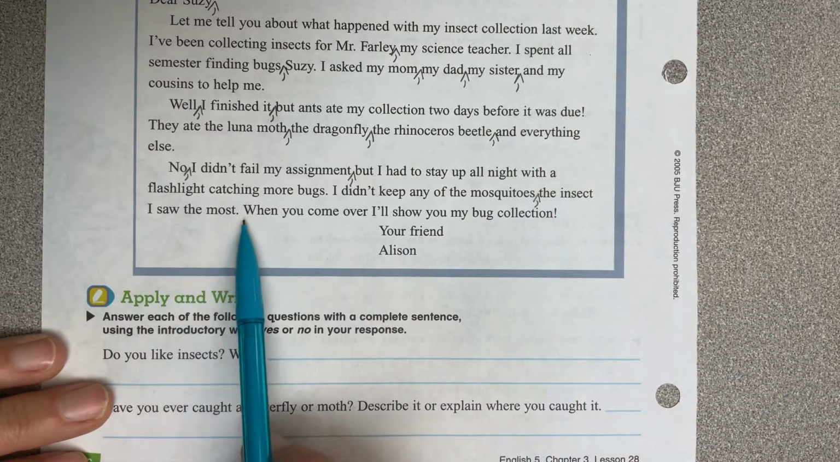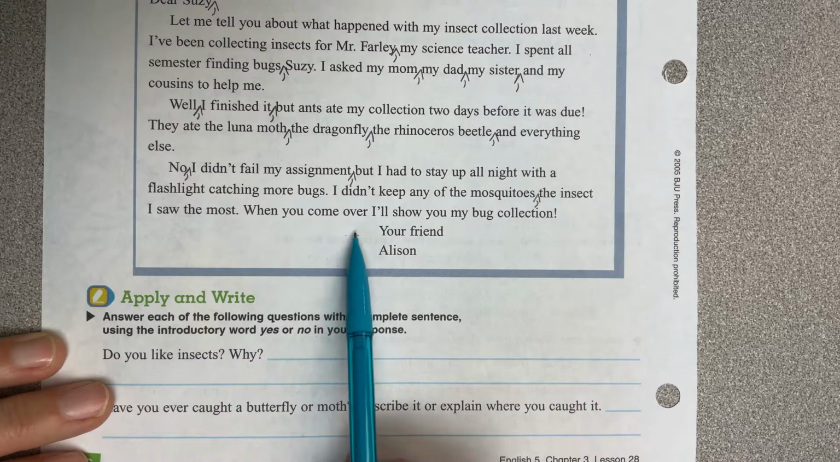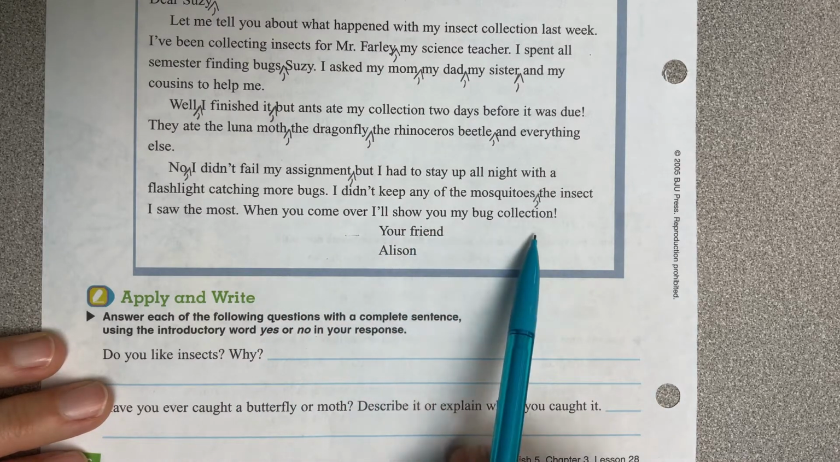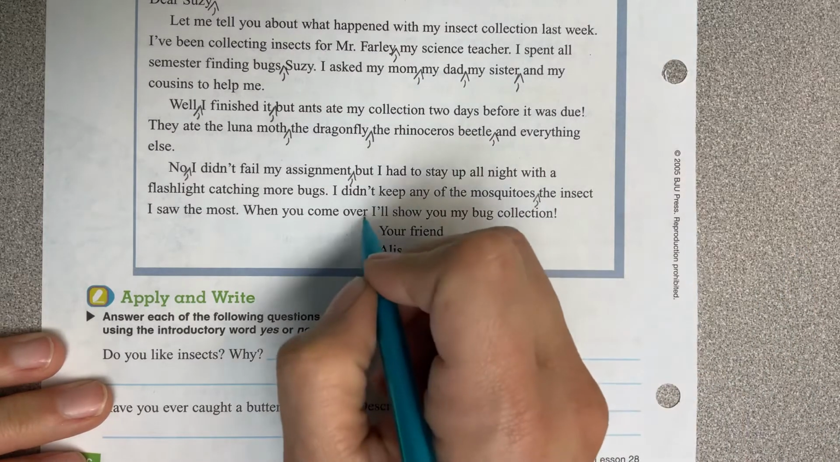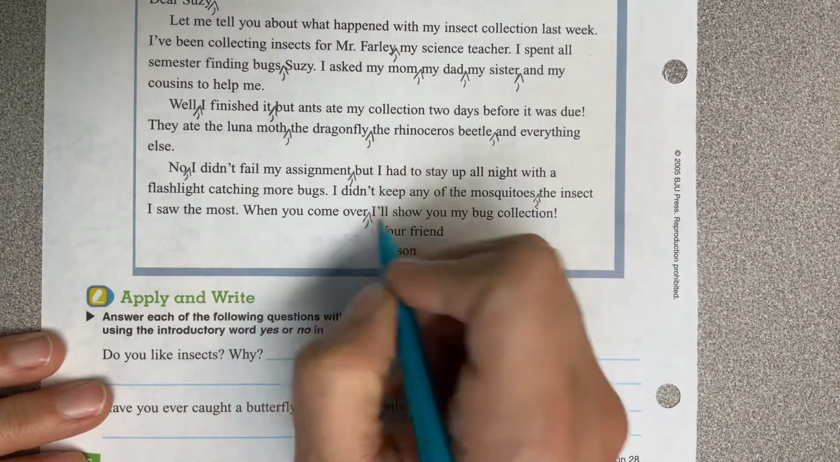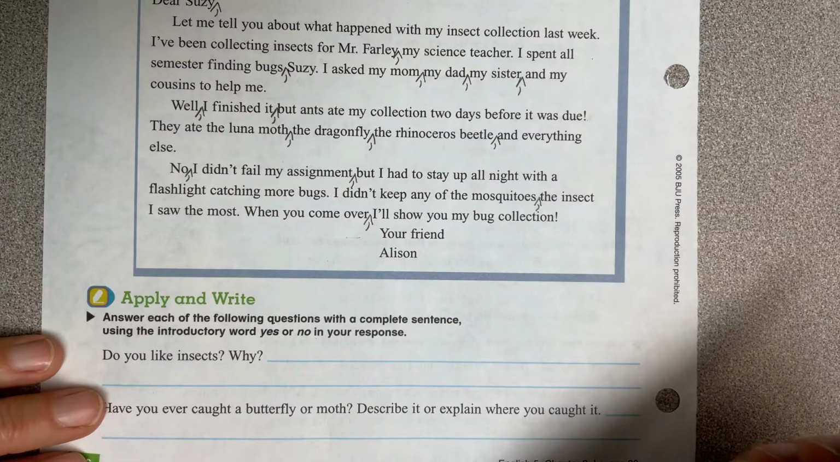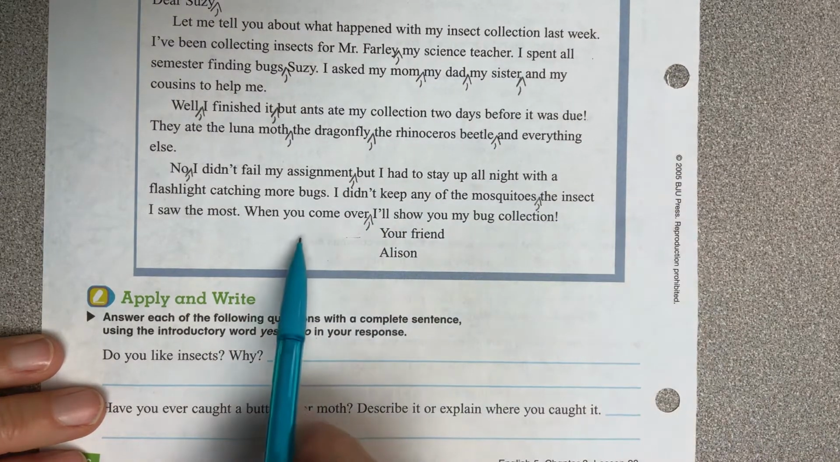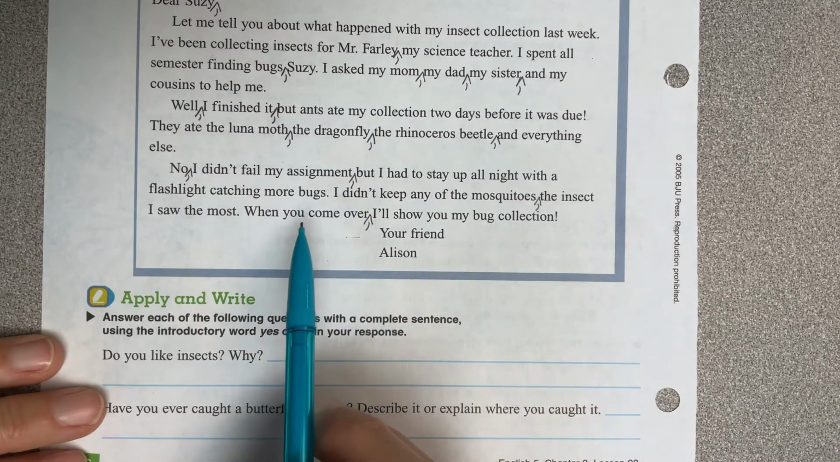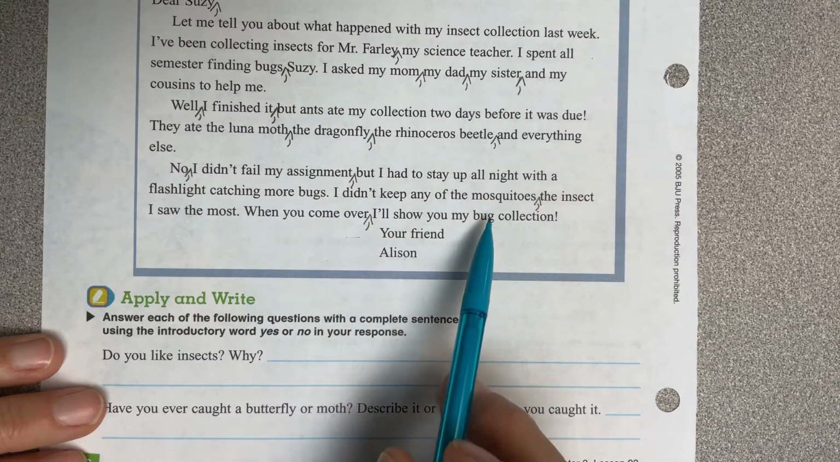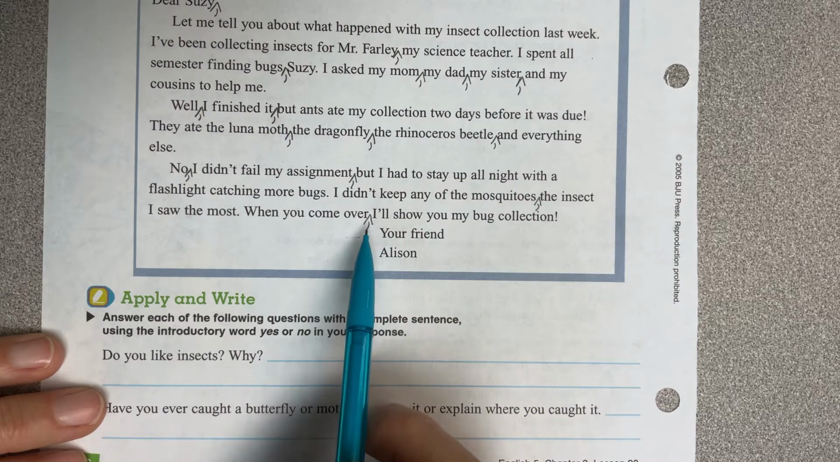Then the last sentence says, "When you come over, I'll show you my bug collection." So that was a little trickier. We're going to put the comma in between over and I'll. When you come over, I'll show you my bug collection. It's kind of a cause and effect there. So when this happens, this is what I will do. And we naturally pause right there.